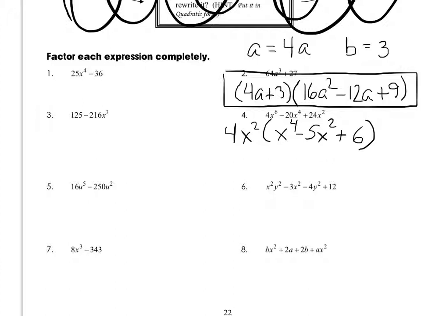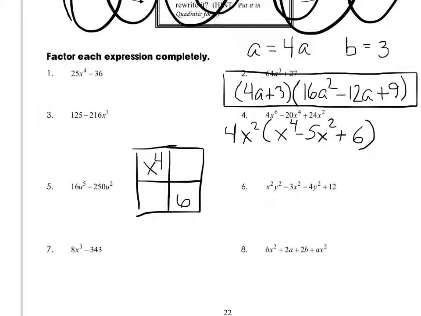So now that I've taken out the GCF, let's look at what we've got left. We've still got an x to the 4th and a 6. If I multiply those together, that's 6x to the 4th.